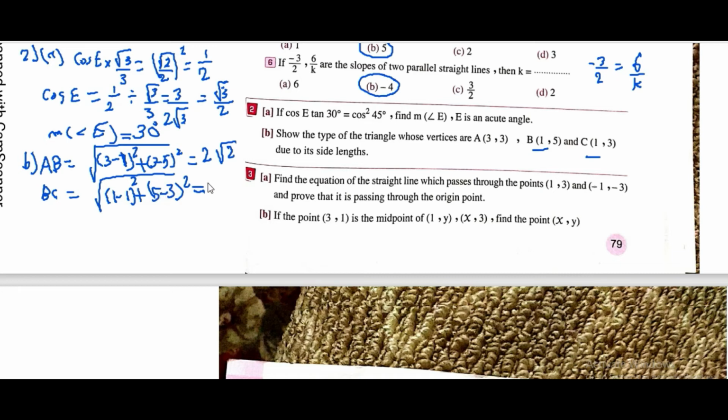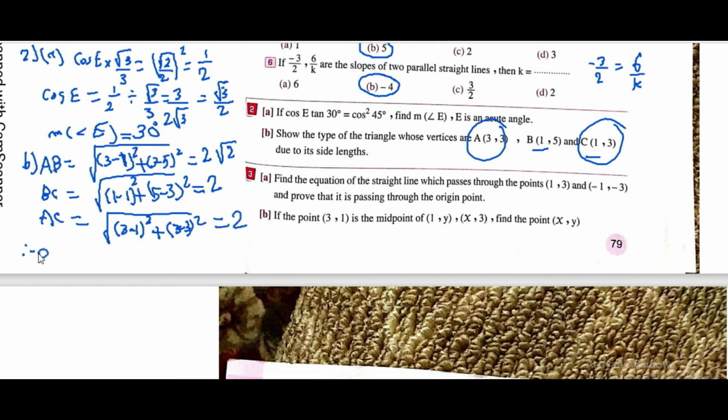The last distance AC equals the square root of (3 minus 1) all to the power 2 plus (3 minus 3) all to the power 2. It will be 2. Therefore BC equals AC. Therefore triangle ABC is an isosceles triangle.